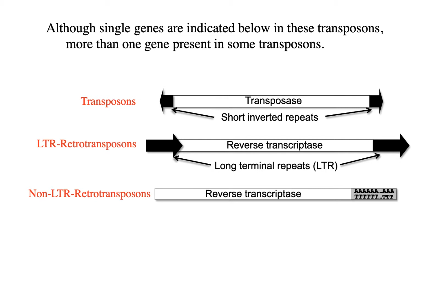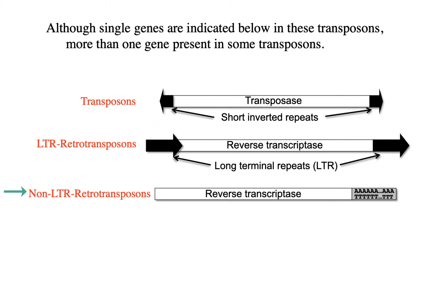The first are DNA transposons, which have a transposase gene and often some other genes that aid in the transposition events, as well as short inverted repeats that are used for inserting and excising from a particular spot. Long terminal repeat retrotransposons have a reverse transcriptase, as I've already shown in the last lecture, as well as these long terminal repeats, or LTRs.